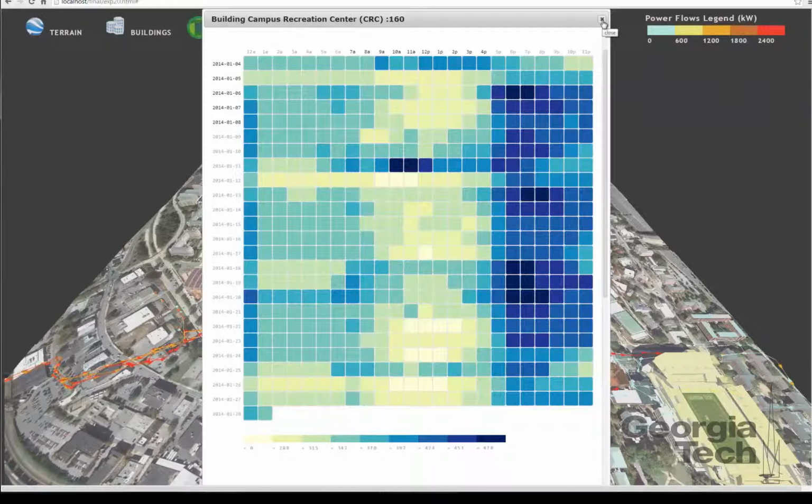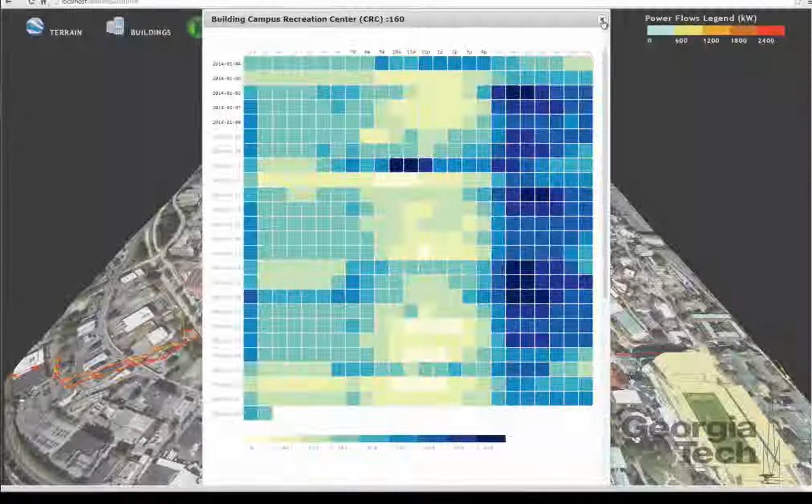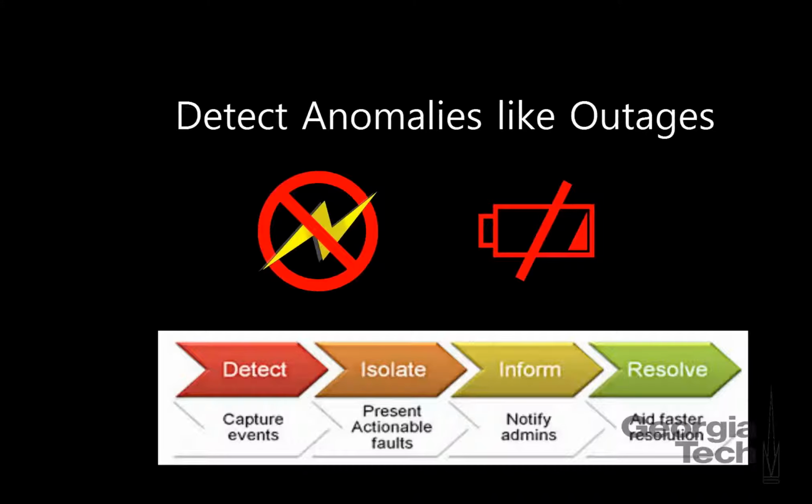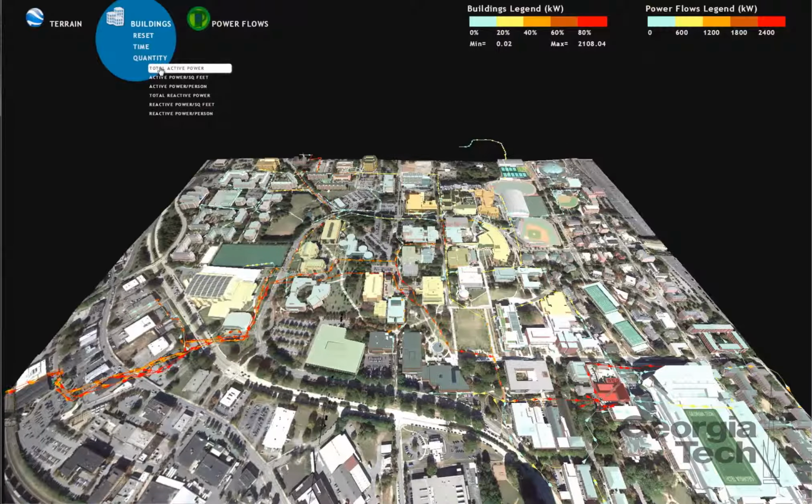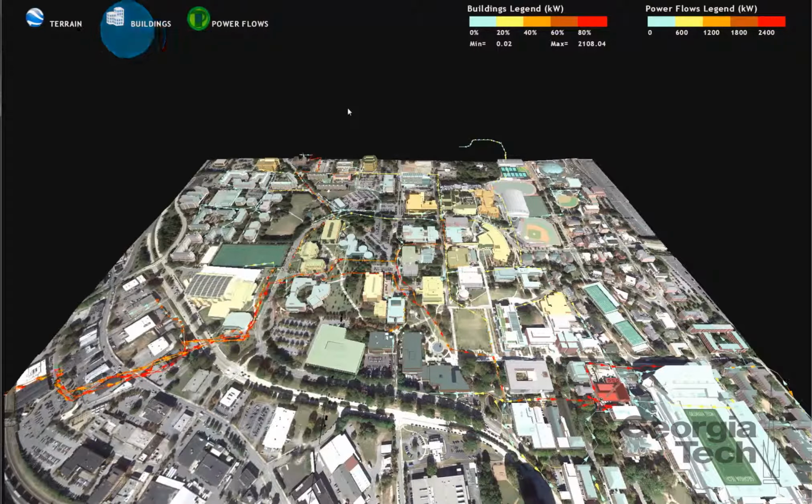What can this be useful for? This can be useful to detect anomalies like outages. You can basically detect problems and inform the appropriate admins so that they could resolve the issue in time. For instance, when you look at the total active power over the campus, anybody who's familiar with the campus would quickly observe that there's no data reflected on Van Leer.